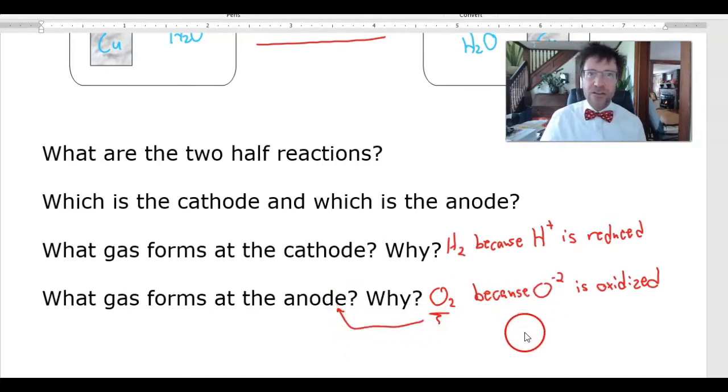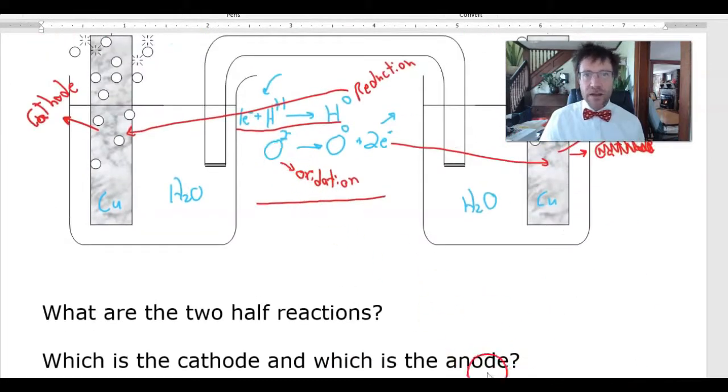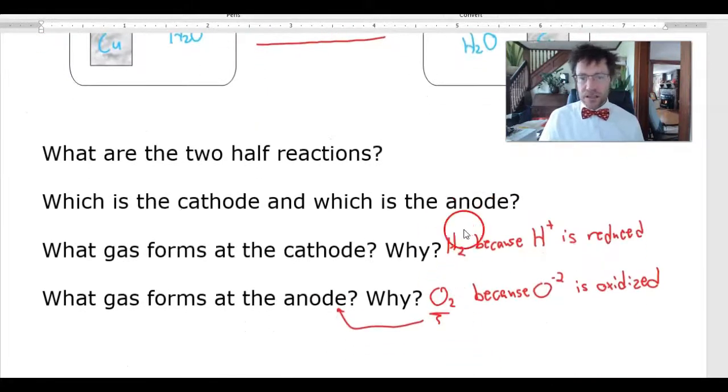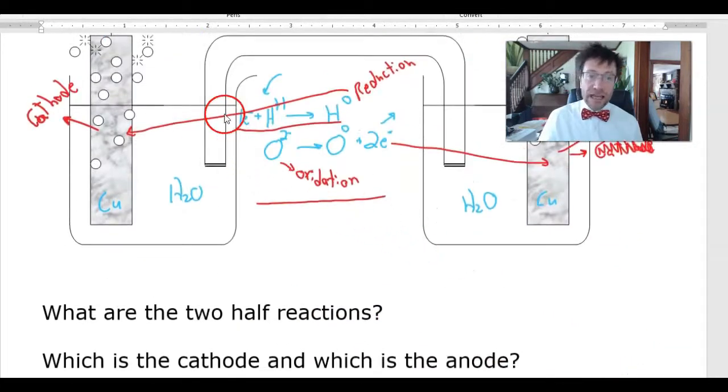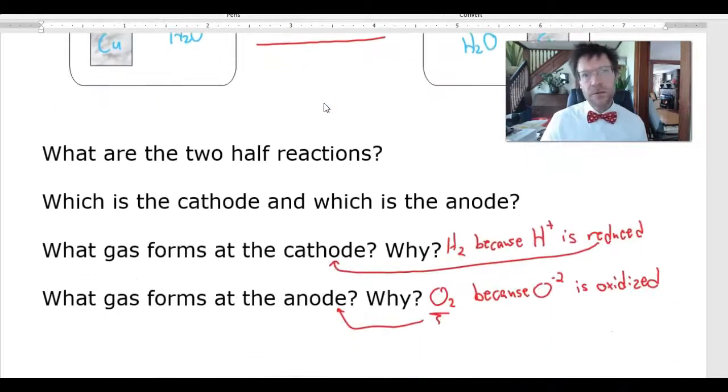And how do we know that oxygen is being oxidized? I wrote out the half reaction, right? And same thing with the hydrogen. It has to be the cathode, because that's where reduction happens. Reduction happens at the cathode. And how do I know that hydrogen is being reduced? Again, I wrote out the half reaction. I can see this going from +1 to 0. Charge is being reduced, dropping, lowering, whatever you want to call it. You guys picking up what I'm putting down?